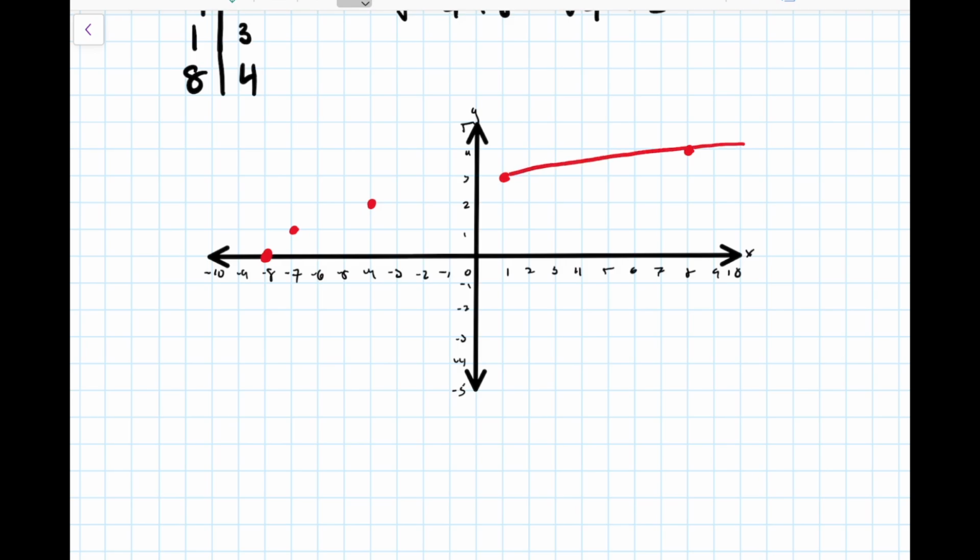So we're going to go ahead and do our best to put a curve in that fits all of these points. And so we end up with something that looks like this. All right, we're going to do a few more, and then we're going to try to learn a way to do this a little bit faster.